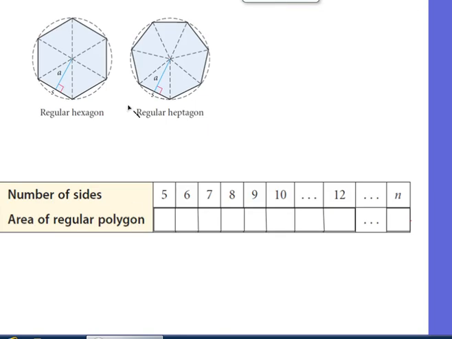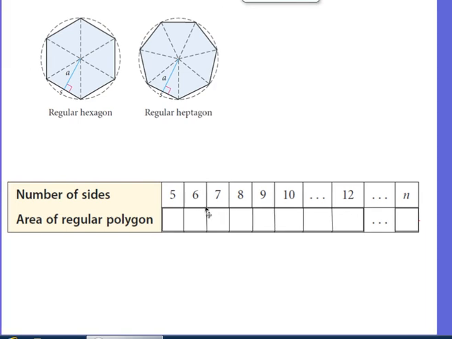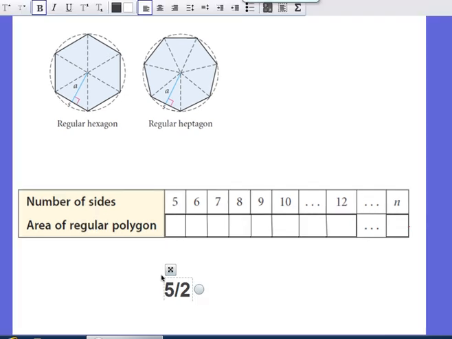Here we have regular hexagon, regular heptagon. This works for all polygons. And what we notice is for the number of sides, 5, 6, 7, 8, that's the number of sides of whatever our polygon is. The area of the polygon is 5/2 times AS. Remember, A is the apothegm and S is the side. And this is going to work for everything. Number of sides is 5, so it's 5/2 times the apothegm times the side.